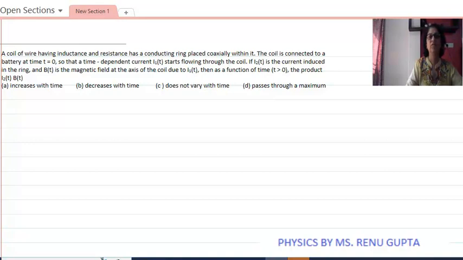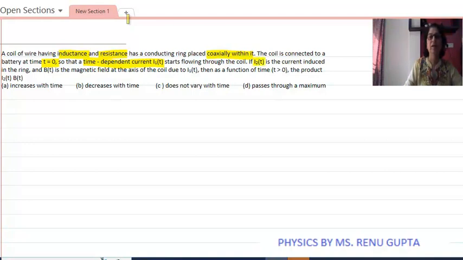Today we are doing the question which is from the topic of alternating current. This question is from IIT. A coil of wire having inductance and resistance has a conducting ring placed coaxially within it. The coil is connected to a battery at time t equals 0 so that a time dependent current I1(t) at any time t starts flowing through the coil.